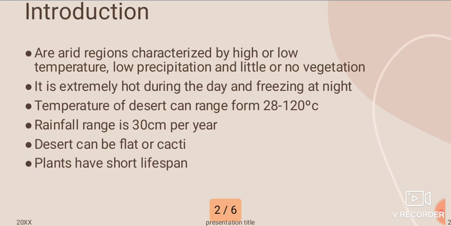Rainfall range is 30 centimeters per year, which means each and every year the range of the rainfall is 30 centimeters per year. Desert can be flat or erratic. Plants have short lifespan, which means in desert you can't find a plant which has a long lifespan, but only short lifespan.